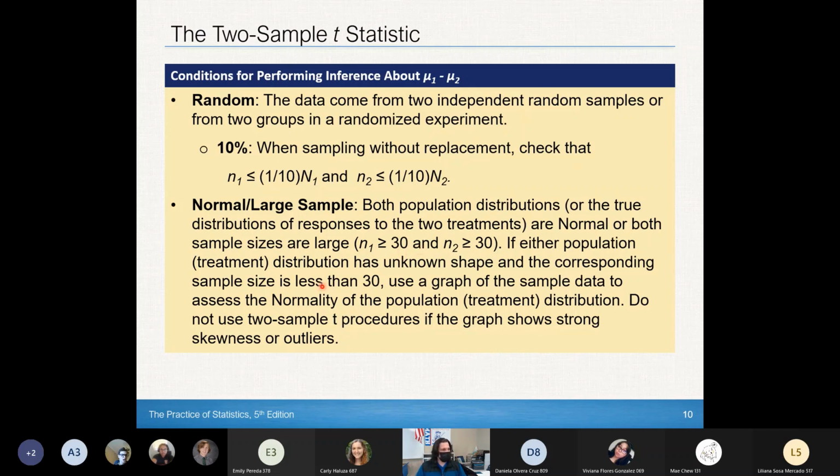If either population or treatment distribution has unknown shape and the corresponding sample size is less than 30, we need to graph the sample data from both samples and assess the normality of the population or treatment distribution. We do not use two sample t procedures if the graph shows strong skewness or outliers. Slight skewness, that's okay. Something that you can't tell if it's an outlier or not, we're not going to say it's an outlier. If you graph something and it is obvious there's a point that's an outlier, no two sample t procedures.